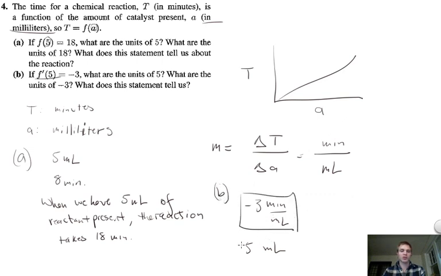-3 is measured in minutes per milliliter because it's the slope of the curve there. And then 5 milliliters is the same thing, all right?